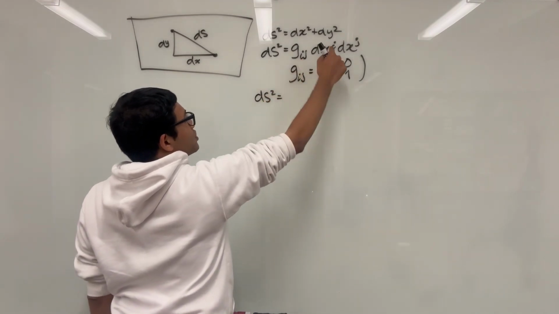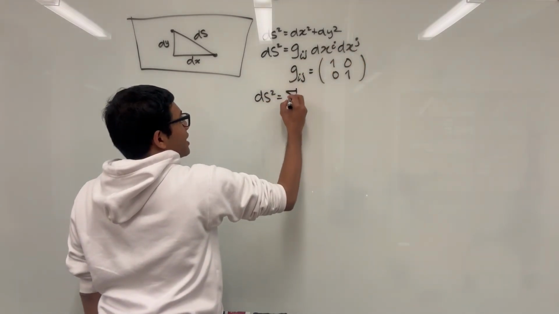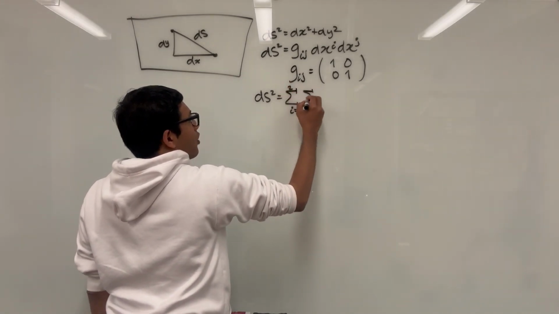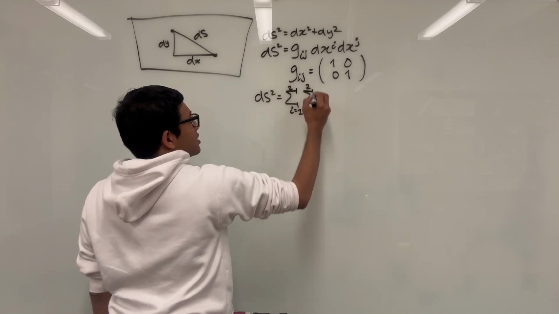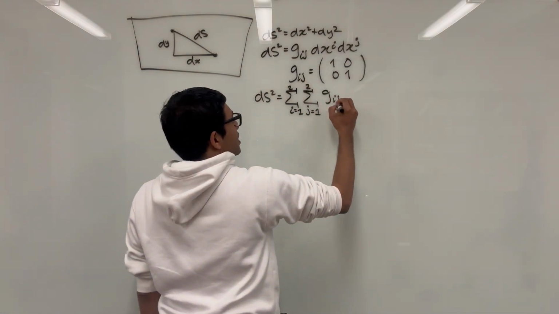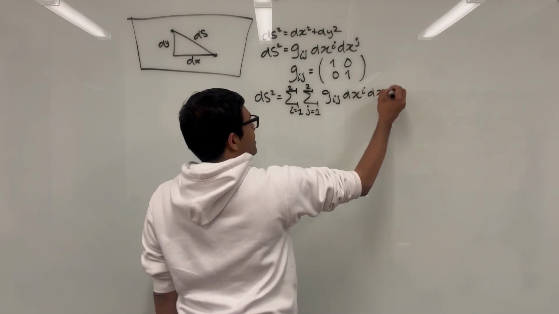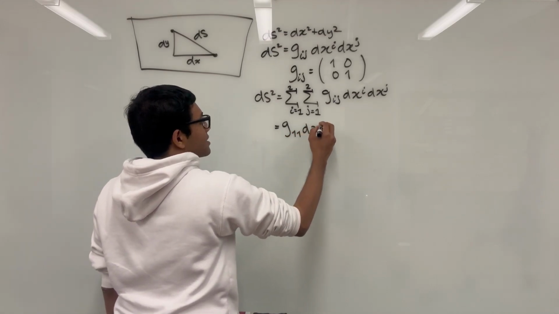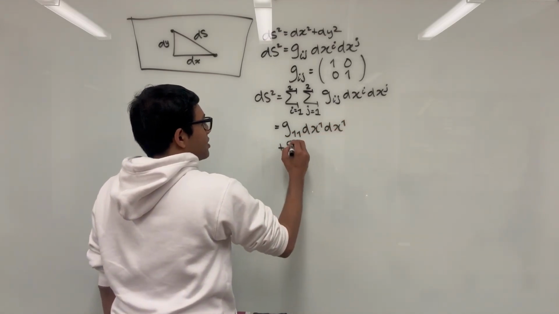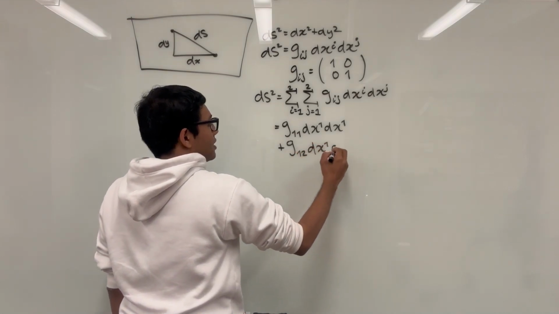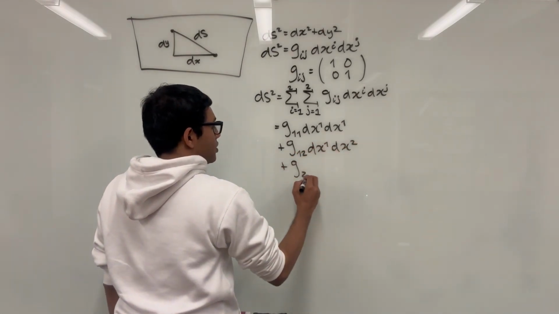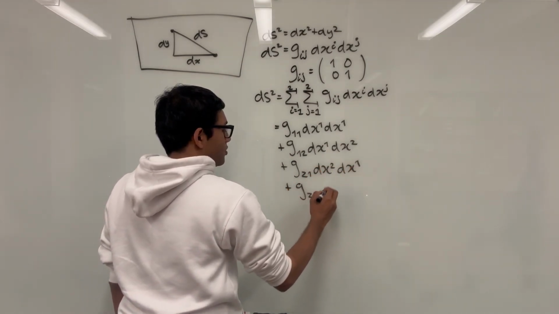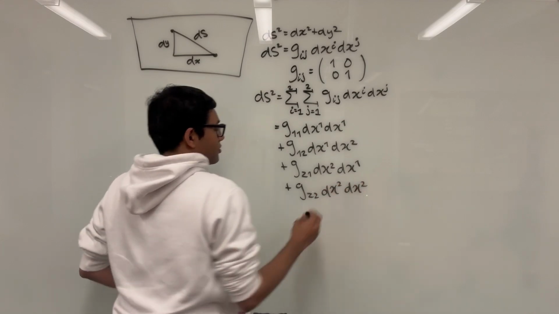When I write g_ij dx^i dx^j, what I'm really writing is a sum over all the possible values of i from 1 to 2 and all the possible values of j from 1 to 2 of g_ij dx^i dx^j. And so what is this? This is g_11 dx^1 dx^1, plus g_12 dx^1 dx^2, plus g_21 dx^2 dx^1, plus g_22 dx^2 dx^2.